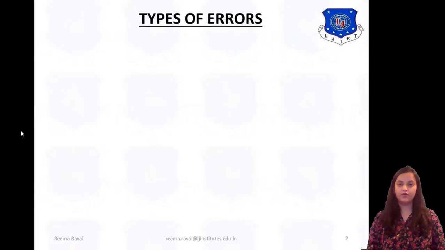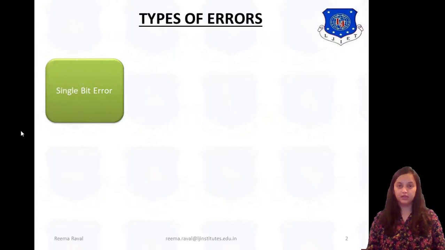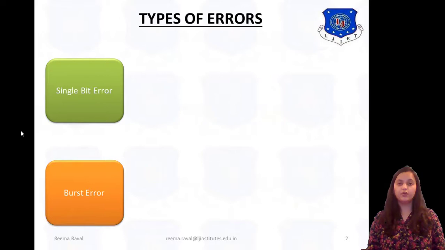So first of all, let us see different types of errors. Mainly there are two types of error. First one is single bit error and the second one is burst error. Okay. Now what is single bit error? A single bit error is a type of error in which only one bit is in error, or only one bit has changed from that of transmitted.